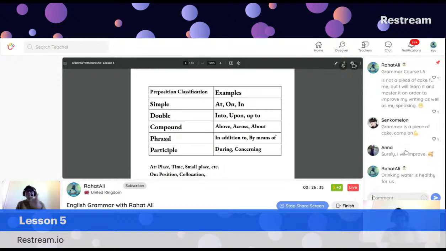Surely you'll improve. That's great. That is what I would like to hear. So, drinking water is healthy for us. Healthy. Look here, drinking. The action of drinking, which is now, it is a gerund.